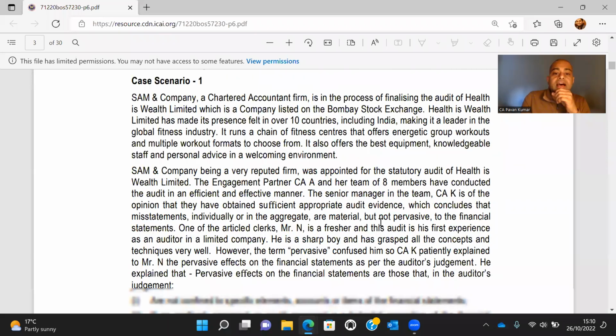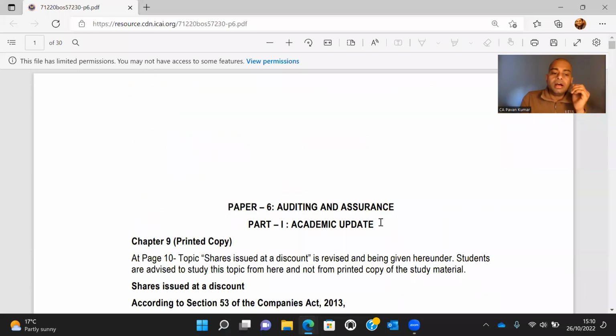In RTP, whenever you download the ICAI's RTP for the audit and assurance paper, it will be huge, sometimes 70 pages, sometimes 100 pages. I've seen a 150 page RTP also. Normally they give a full reproduction of the Companies Act, the company audit chapter 9, in too much detail, and a lot of academic updates. Then at the end, probably 30 or 40 pages will be the actual RTP.